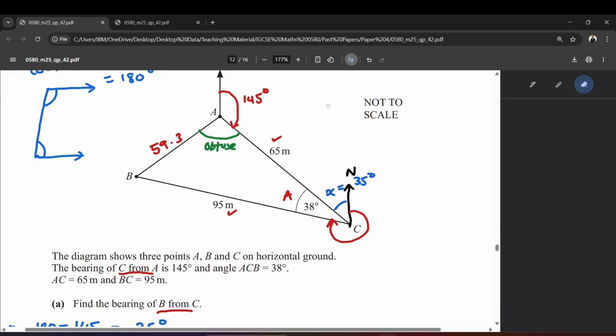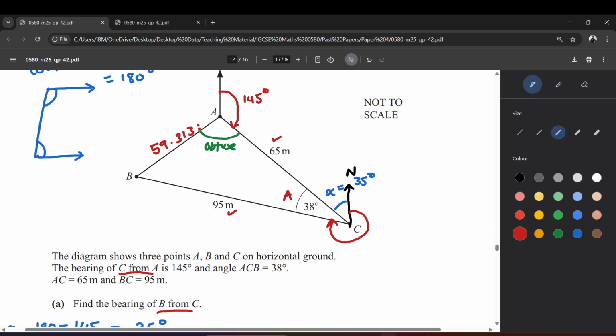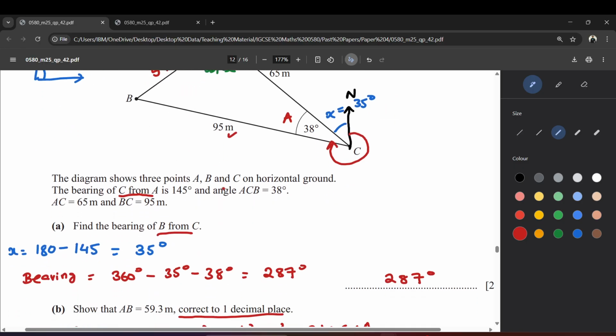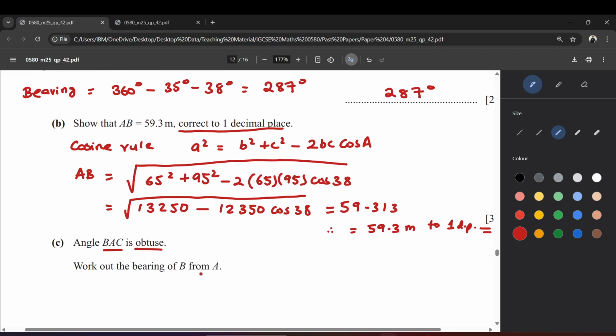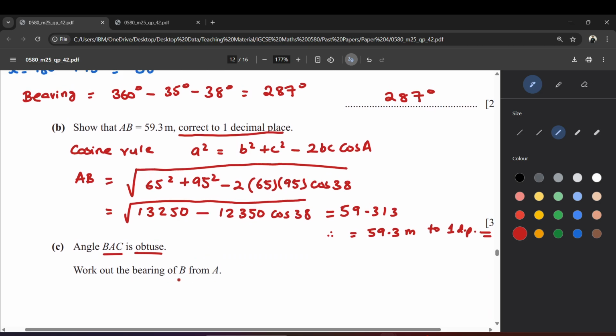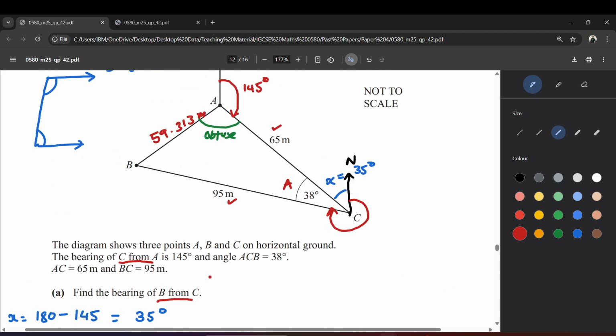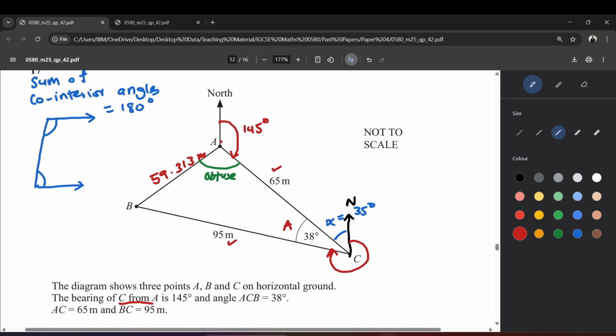Rather, I would actually use a much more accurate value for calculation purposes. So 59.313 meters. That's what I found. Now it says work out the bearing of B from A. So B from A. The bearing of B from A, if you notice, that would be starting from A, right? So 145 degrees plus this obtuse angle. So this combined angle would give me the bearing of B from A. So I need to find what this green angle is.